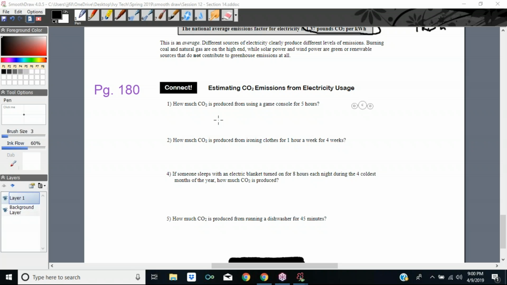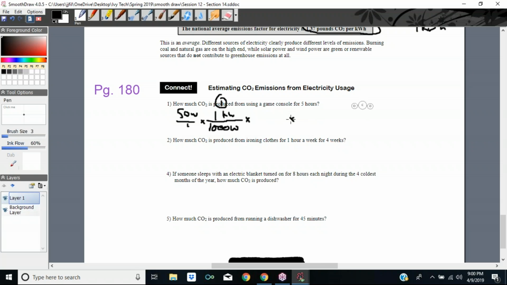So the first one here says, how much CO2 is produced from using a game console for 5 hours? We're just going to look up game console on page 181 and see how many watts it uses. Game console is on the top left, and it looks like 50. No, this is 50 watts. So what we have to do is convert that into kilowatts. So 1,000 watts is 1 kilowatt. So that's the first conversion you have to do.